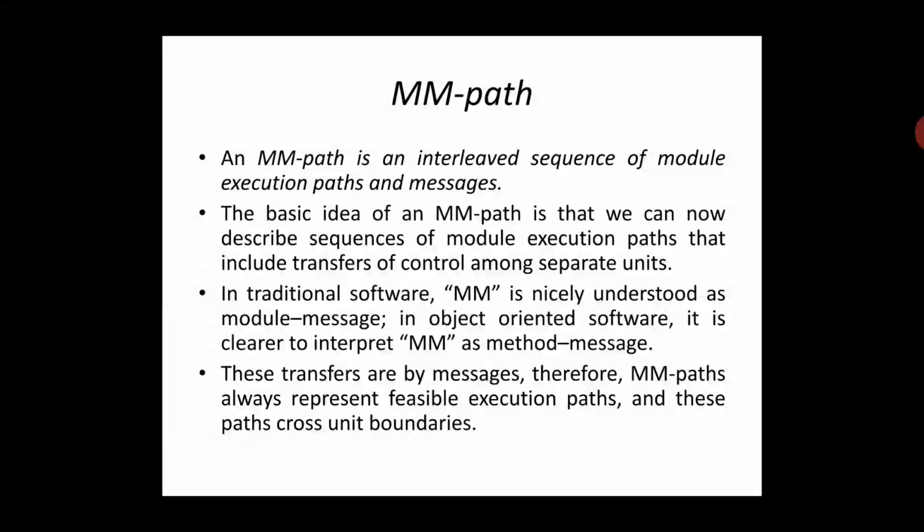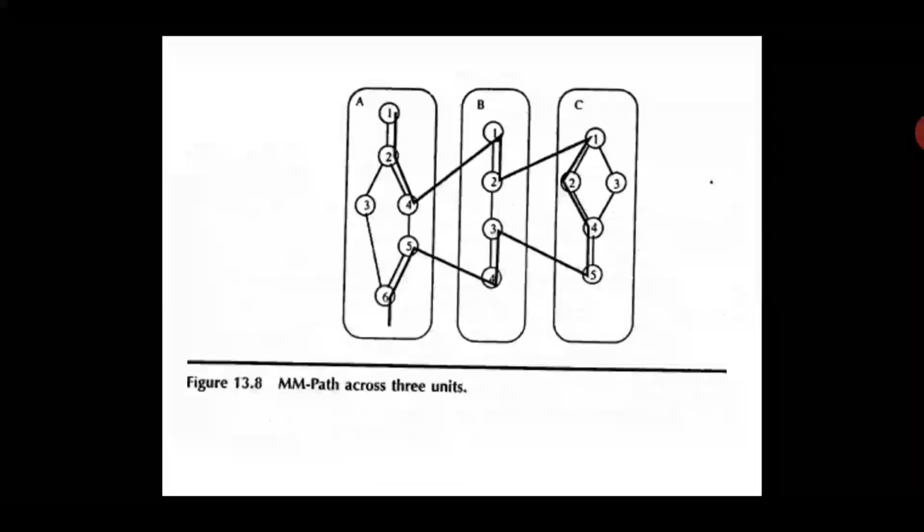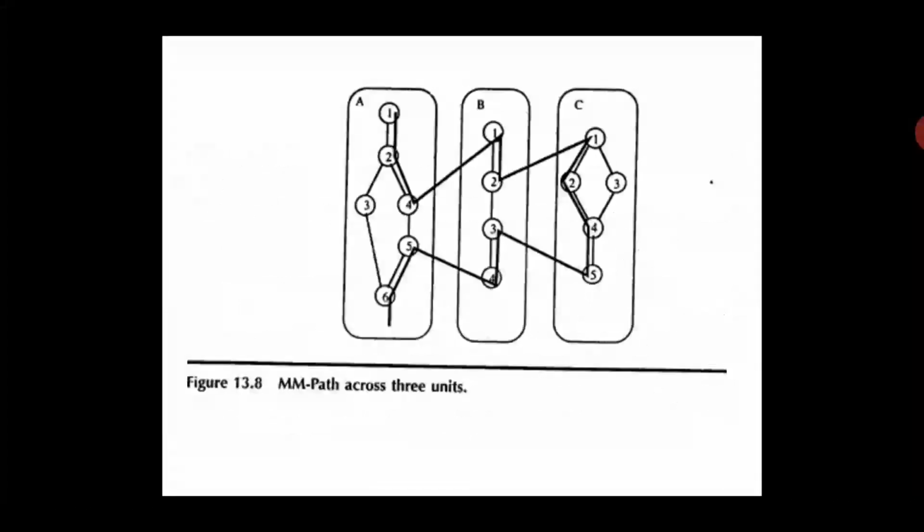These transfers are by messages, therefore MM paths always represent feasible execution paths, and these paths cross unit boundaries. Of course, different unit boundaries are there, right? It will cross from one unit to another unit's boundary. Okay, for example, here is a clear example of an MM path across three different units. You can just check the path.